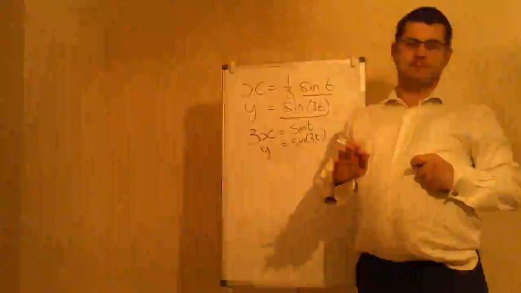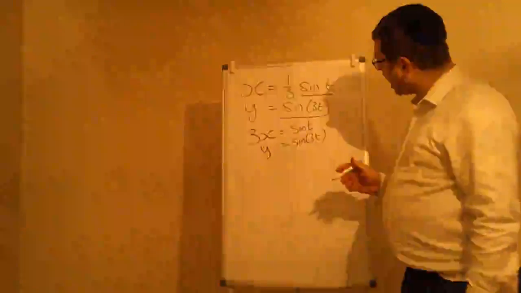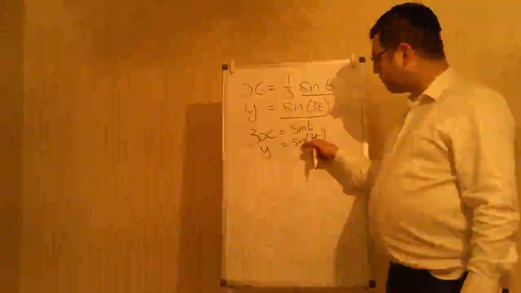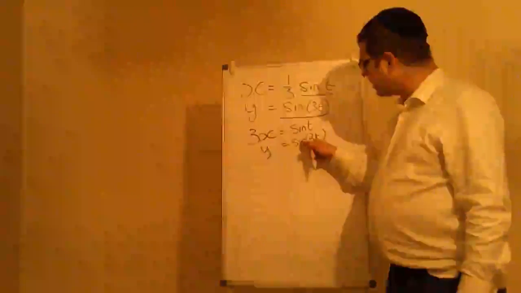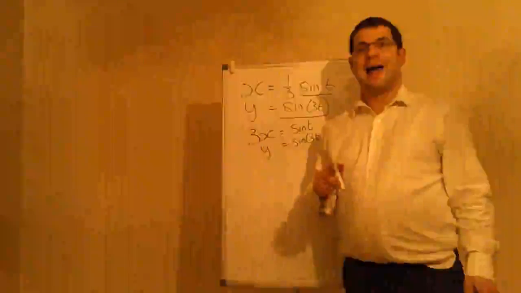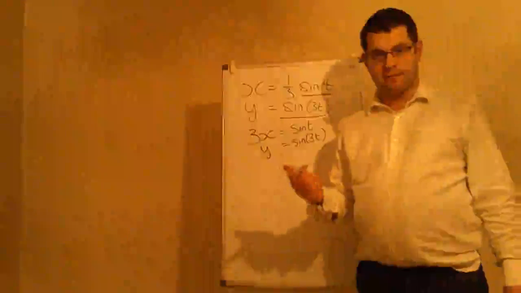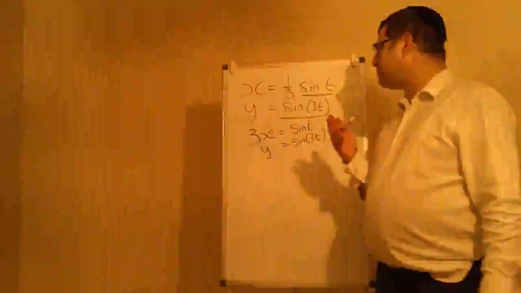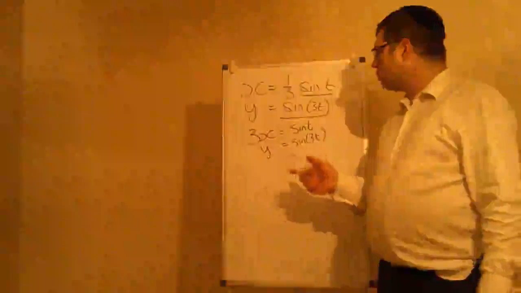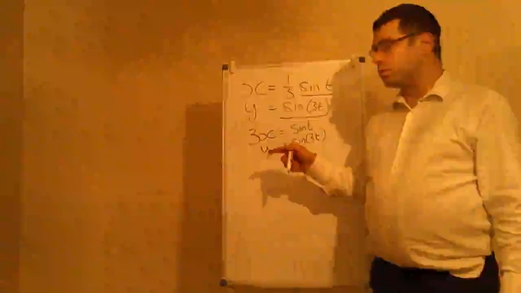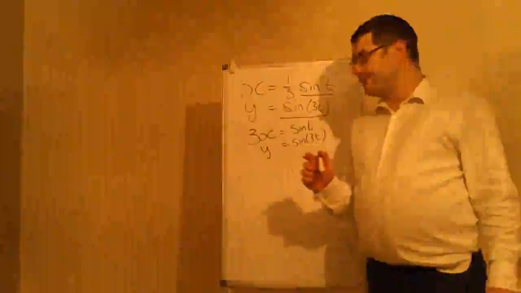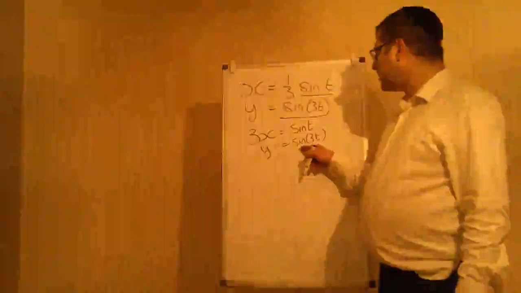Now you are not expected to go into the exam knowing what formula breaks sine 3t down to sine t. However, you are expected to be able to derive the formula. They don't expect you to memorize it off by heart, but you are expected to be able to derive it. So, how do we deal with sine 3t?